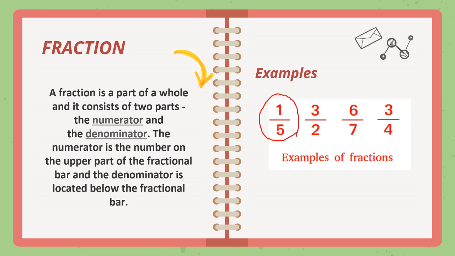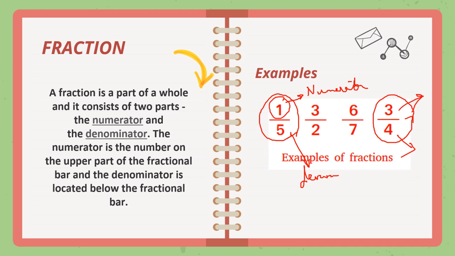Got it? And the number above the line, this is called your numerator. Right? And the number below the line or below the bar is called the denominator. So this is your denominator. If you take 3 by 4 as an example, 3 is your numerator and 4 is your denominator. So these are the examples of fractions. Fractions are of different types. There are a lot of categorizations of fractions which we are going to see in the next slide.